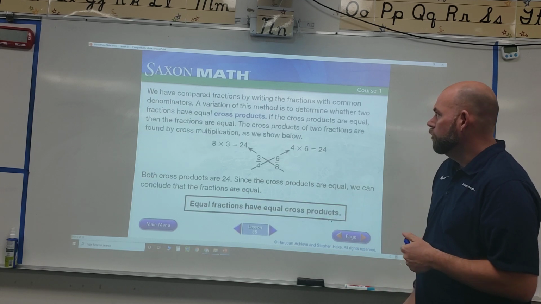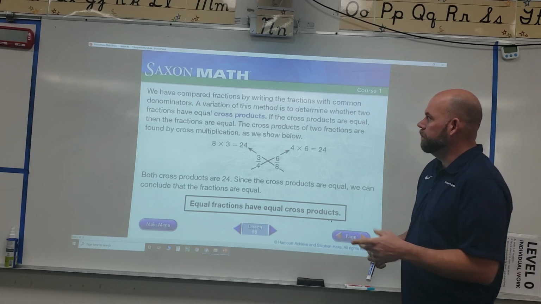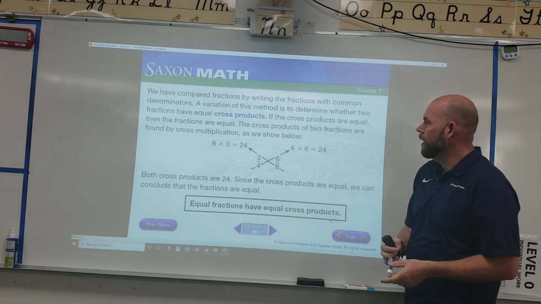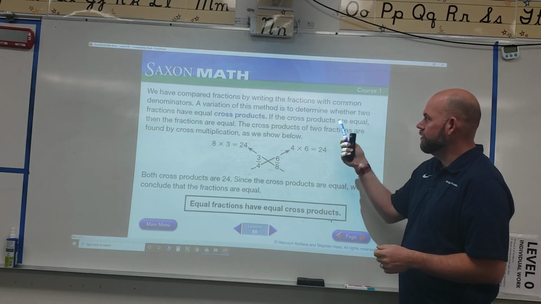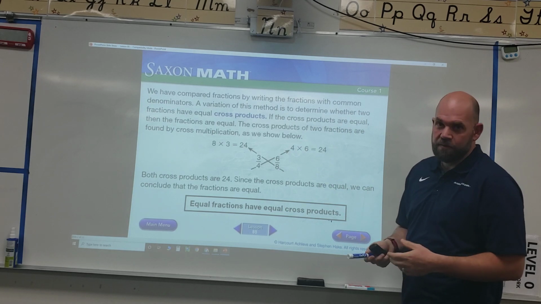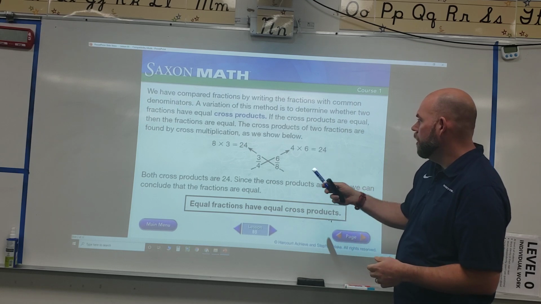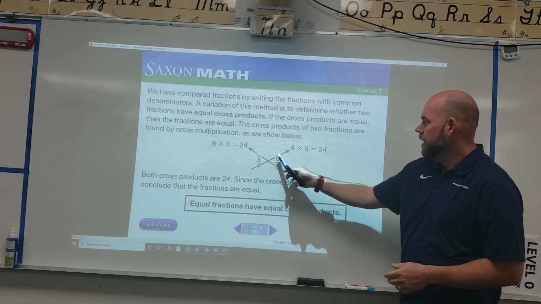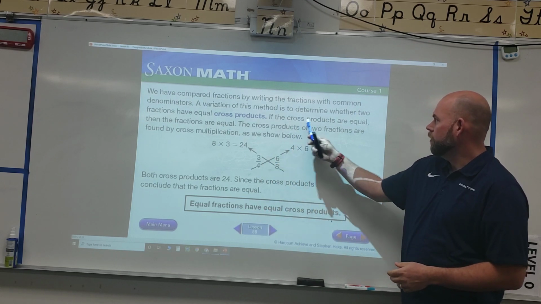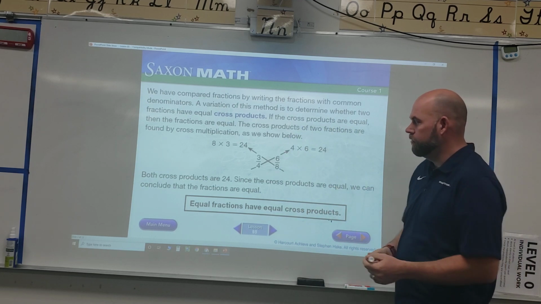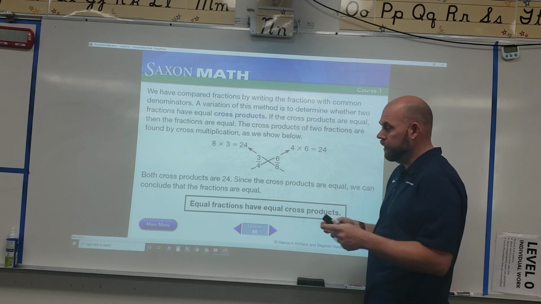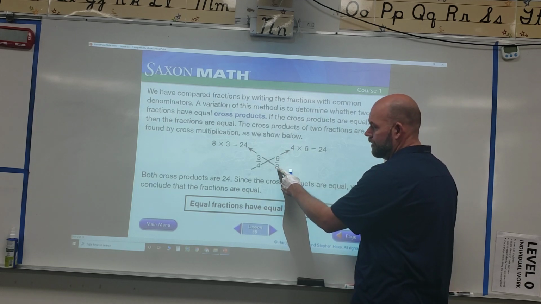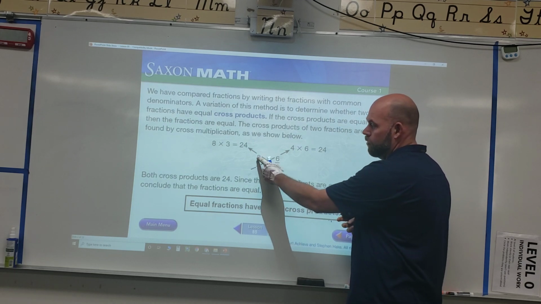All right. So it says we've compared fractions by writing fractions with common denominators. A variation of this method is to determine whether they have equal cross products. So here we're looking at 3/4 and 6/8. If the cross products are equal, then the fractions are equal. So all we have to do is multiply. Products, remember, is multiplication. We multiply the denominator of one fraction with the numerator of the other.